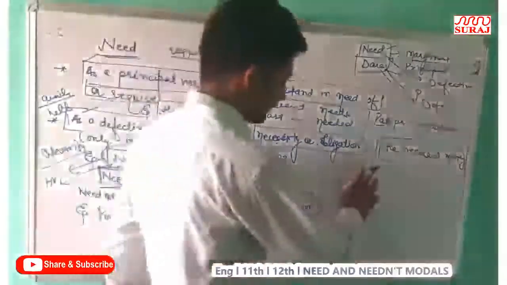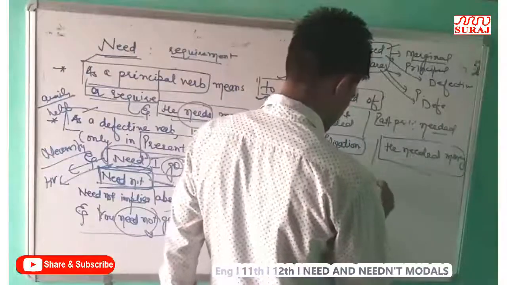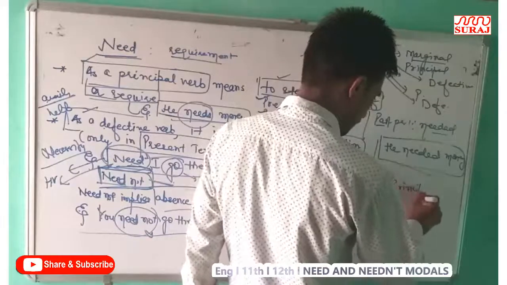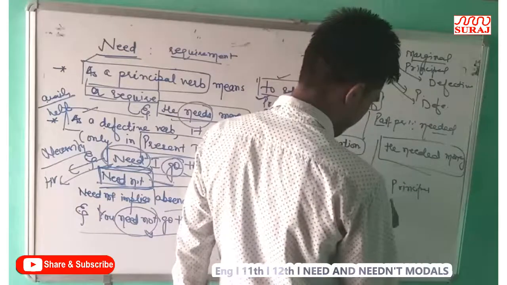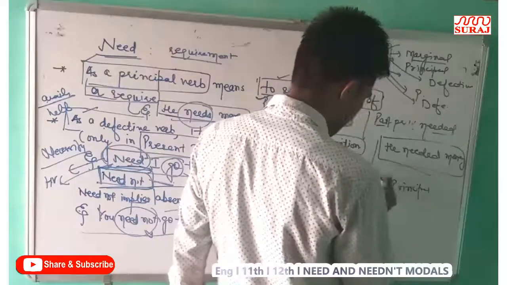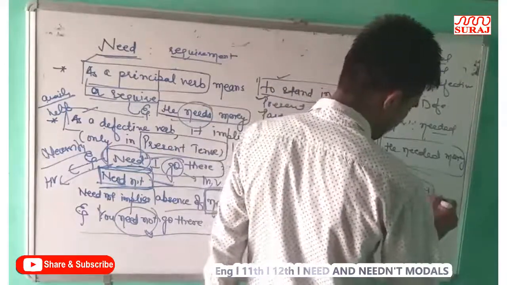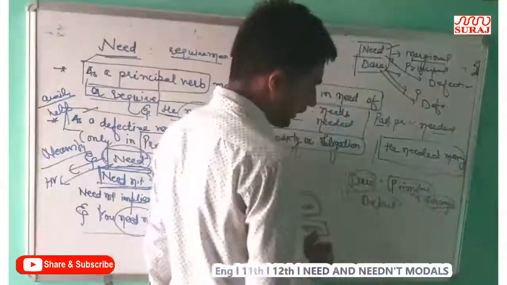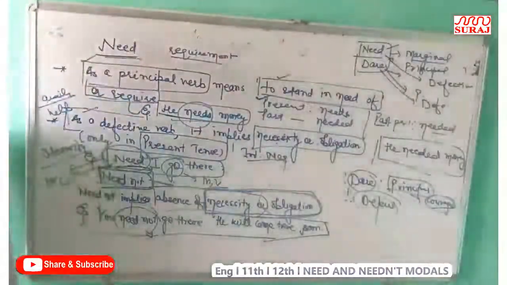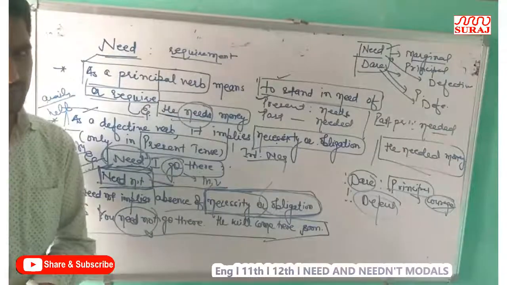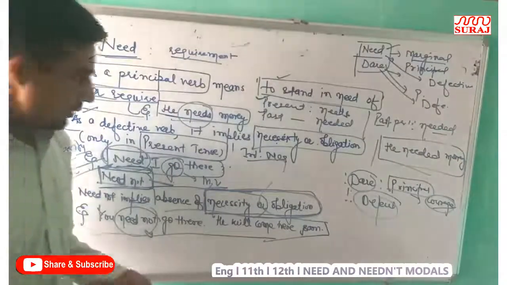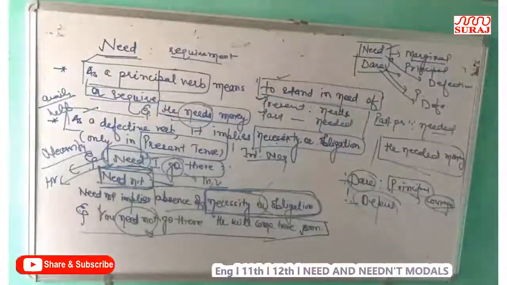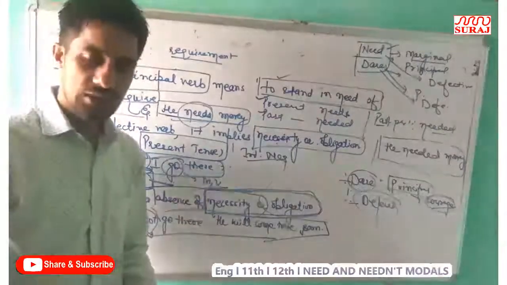And after that, dare, as a principal verb and as a defective verb. Dare as a principal verb shows courage. And whenever it is used as a defective verb, the sense of this modal changes. The examples of dare we will discuss in the next lecture. That's all in this. Thanks and have a nice day.